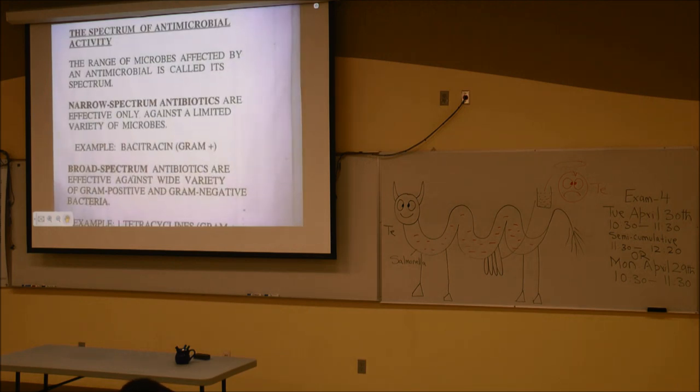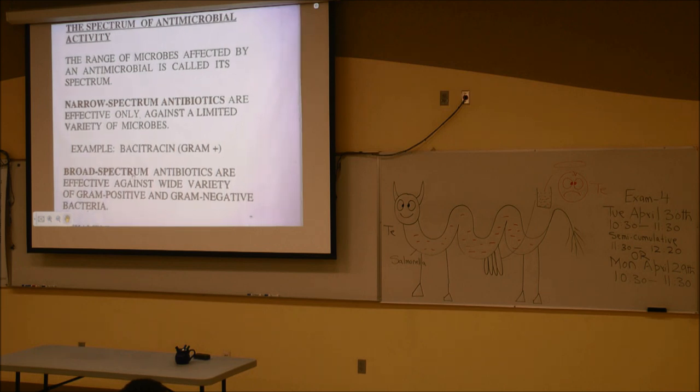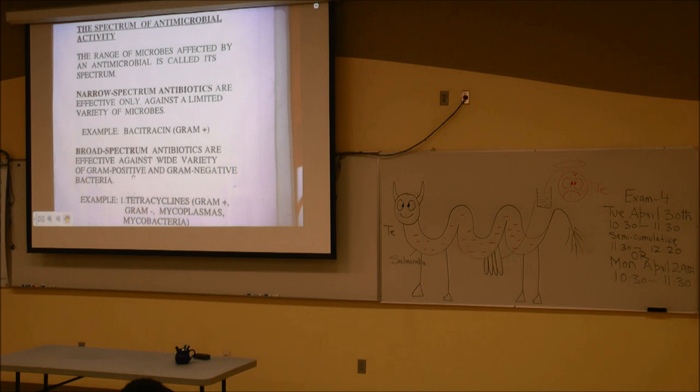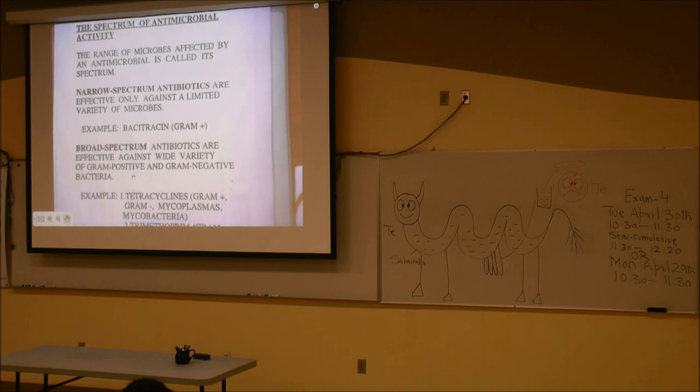Spectrum of antibiotic. I'm going to go a little fast, okay? From this overhead, you need to remember two terminologies only. Antibiotics that work against either gram-positive or negative are called narrow spectrum or limited spectrum. For example, penicillin or bacitracin. They both work against gram-positive because their target is peptidoglycan.